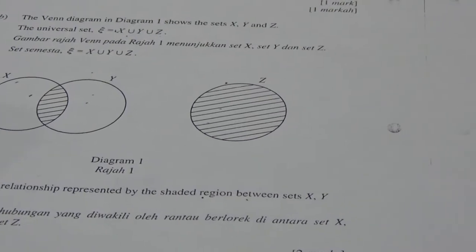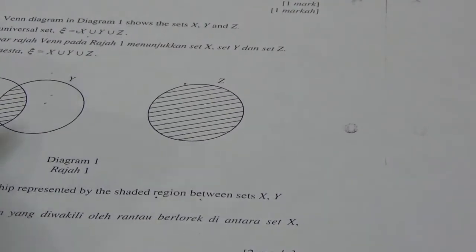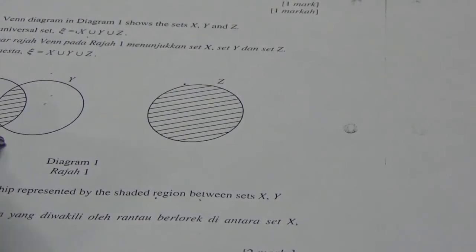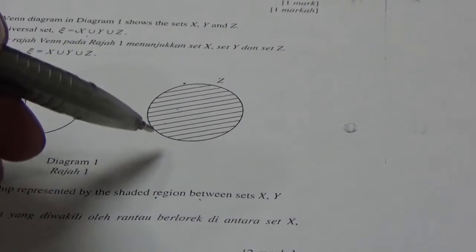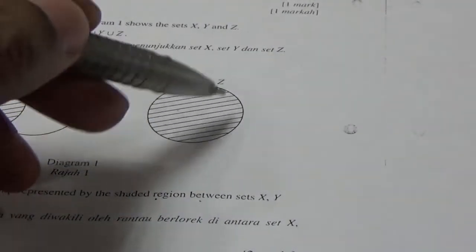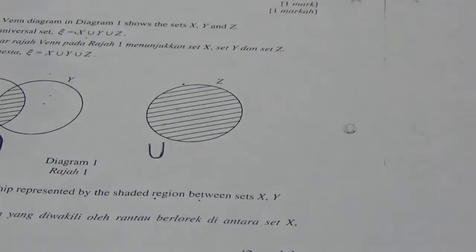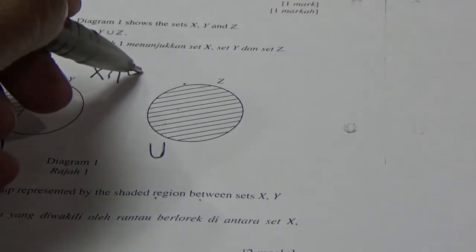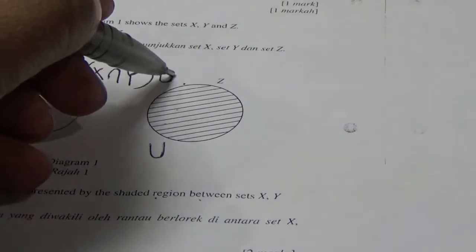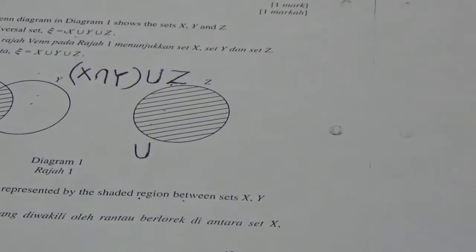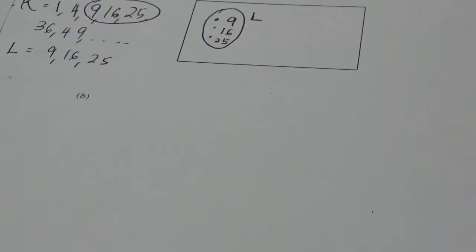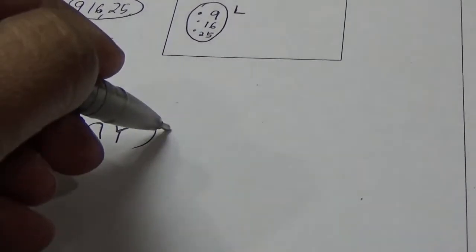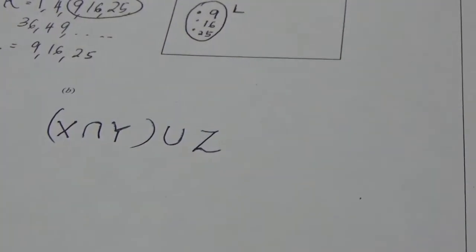Therefore, how do we write the relationship? When X and Y are partially shaded, that means it will be an intersection. Fully shaded means all the elements in Z will be included, meaning it is a union. Therefore, the answer would be X intersect Y, and all of these will be the union of Z. So the answer for 1B would be X intersect Y union Z for 2 marks.